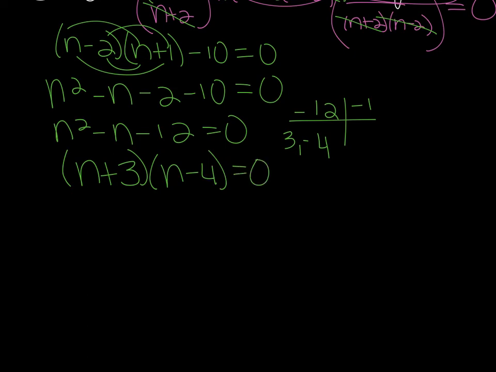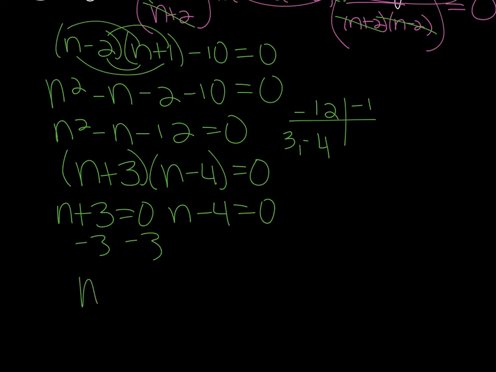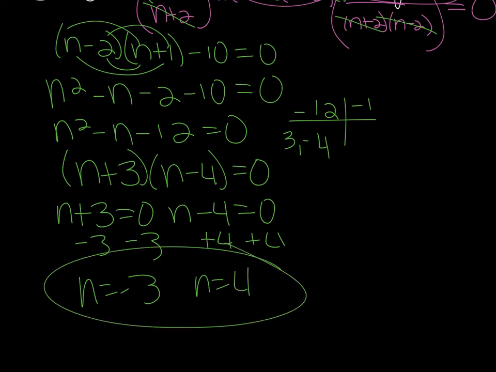Okay, once it's factored, set each factor equal to 0. So n plus 3 equals 0, or n minus 4 equals 0. So n could be negative 3, or n could be 4. Are both of those answers okay? Yes, they are, because at the very beginning we said it couldn't be 2 or negative 2, which is neither one of these. Okay. Any questions?